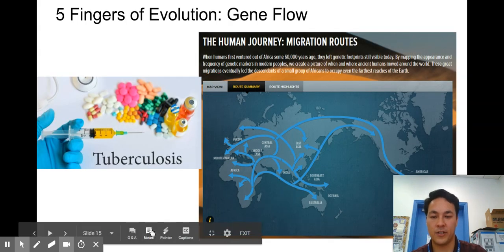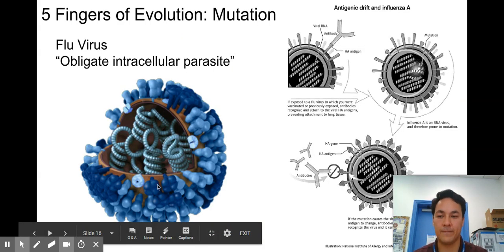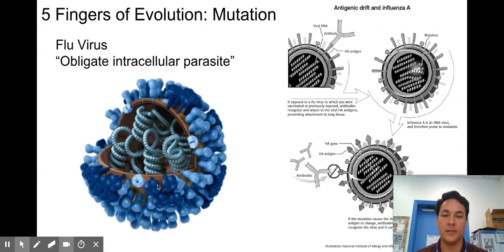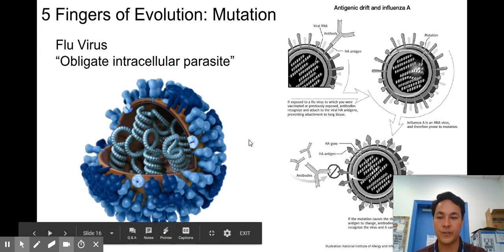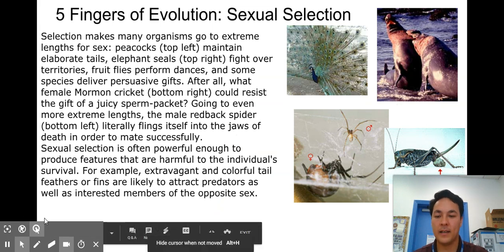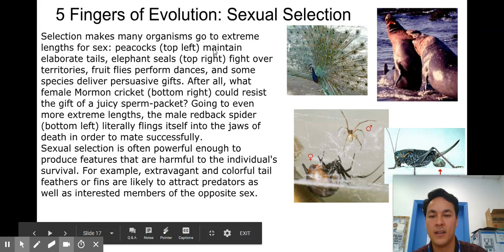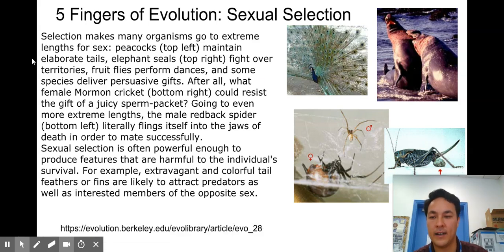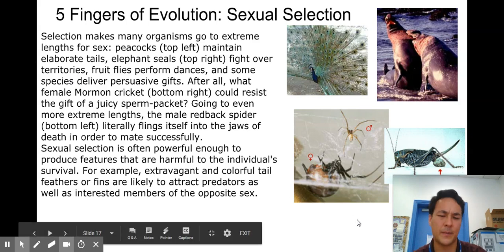So what are some examples of gene flow? We talked about human migration a little bit. Mutation, the flu virus would be a great example of this. It mutates every year. That's why you need to get a flu shot. Sexual selection, we talked about peacocks. This is from that Berkeley site that's really good. I referenced it once or twice in some of your classwork, and it's Understanding Evolution. It's from a good university dealing with that.